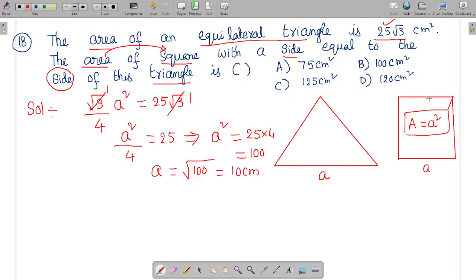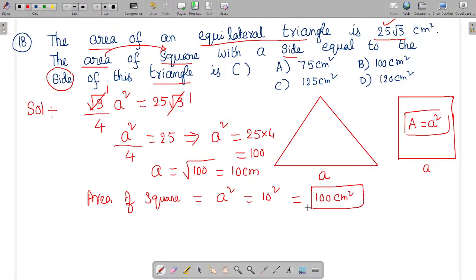But here what we need to find is the area of this square. We need to find out the area of this square with side A. So the area of the square is given by the formula side square, A square, that is 10 square, which is 100 centimeter square. This is the answer.